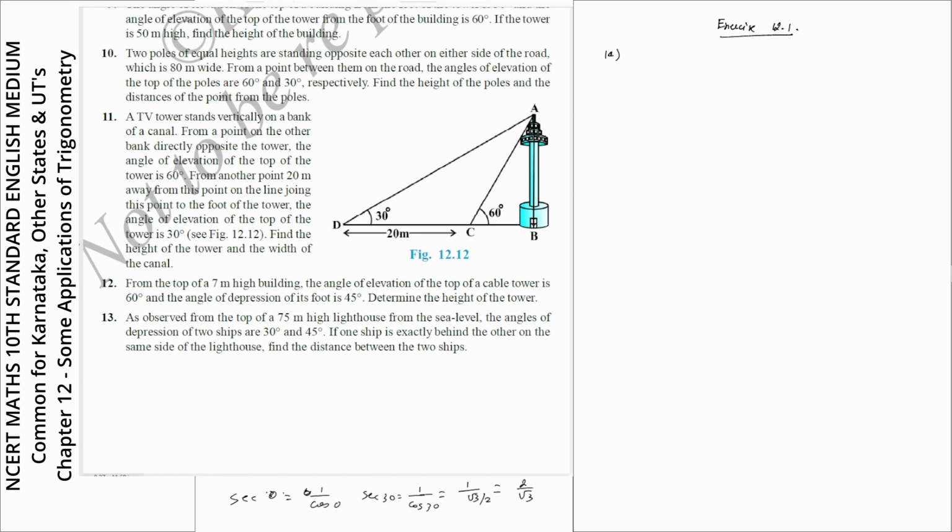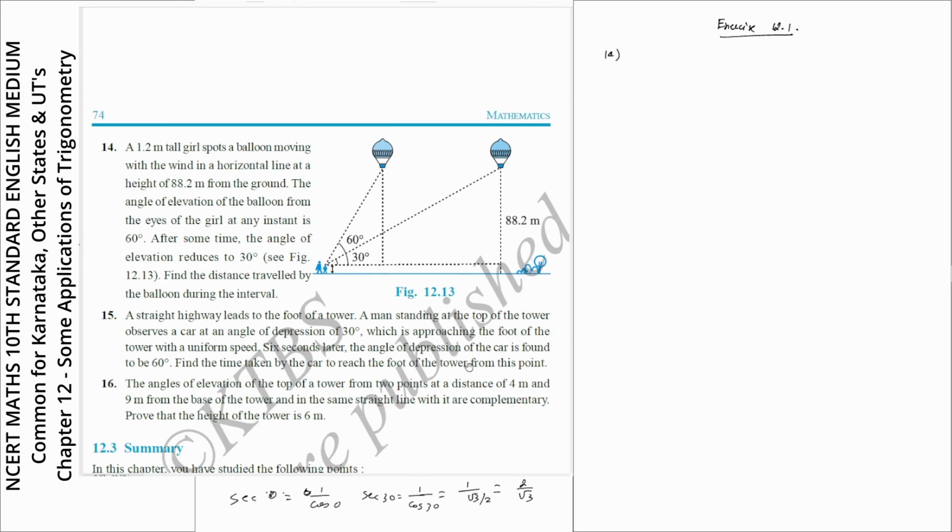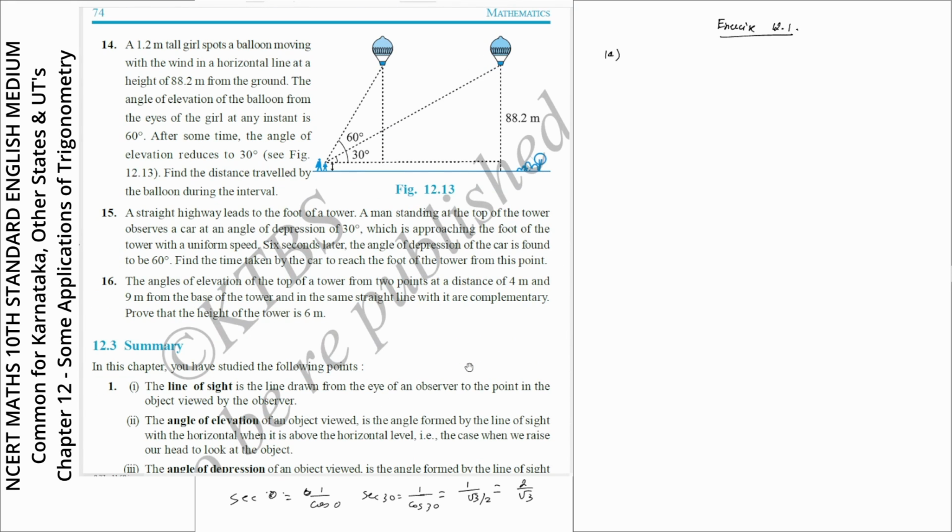The next problem in exercise 12.1 is question number 14. A 1.2 meter tall girl spots a balloon moving with the wind in a horizontal line at a height of 82.2 meter from the ground. The angle of elevation of the balloon from the eyes of the girl at any instance is 60 degree. After some time, the angle of elevation reduces to 30 degree. Find the distance traveled by the balloon during the interval.